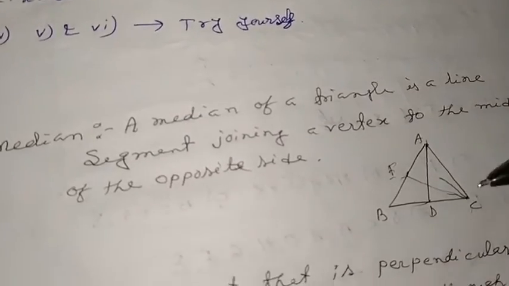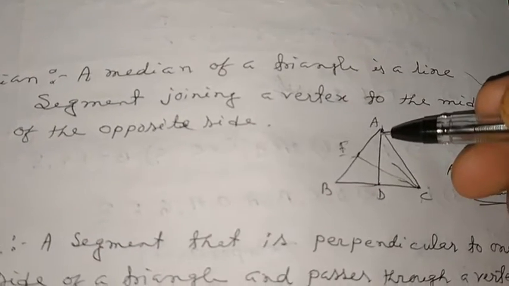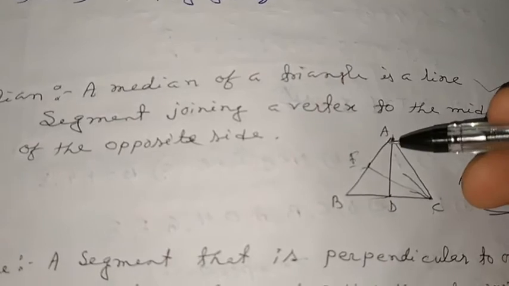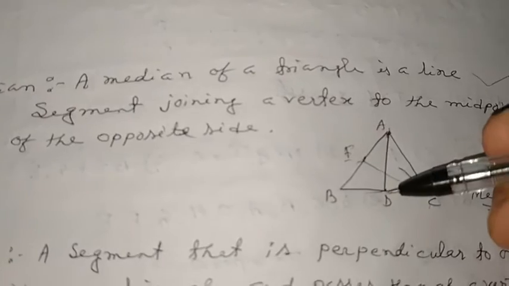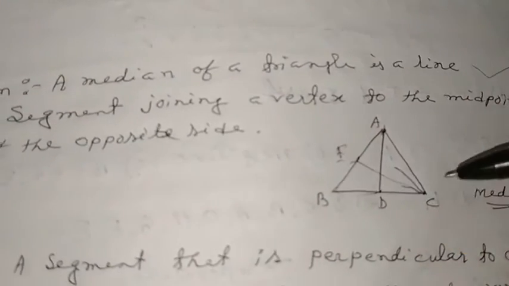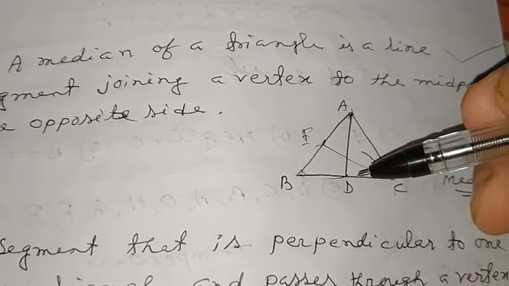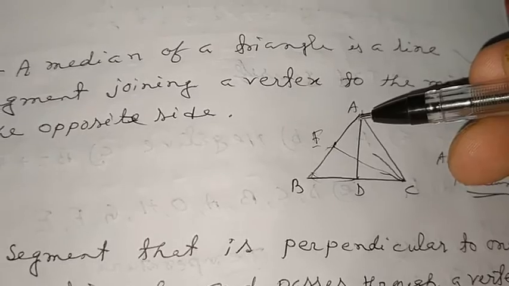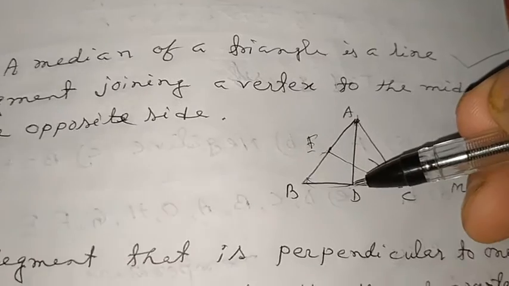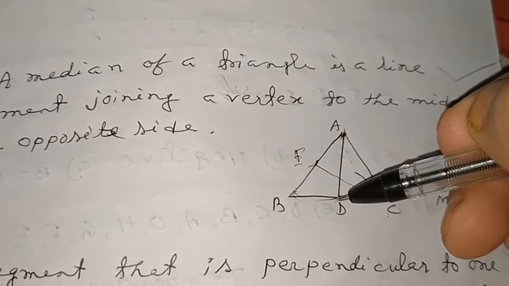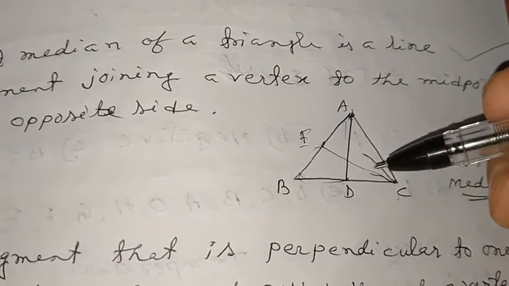Suppose ABC is a triangle, and we consider A as the vertex. The opposite side of vertex A is BC, and D is the midpoint of BC. You know what is a midpoint? Suppose a side is 6 centimeters, then the midpoint will be at 3 centimeters. So BD and DC, D is the midpoint of side BC. If we join vertex A to the midpoint D of its opposite side BC, then AD will be the median of this triangle.